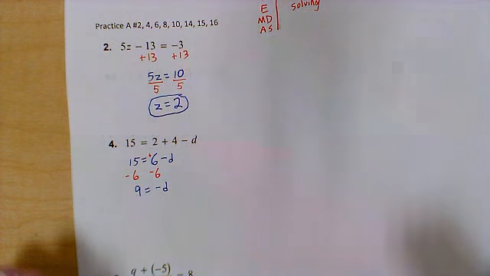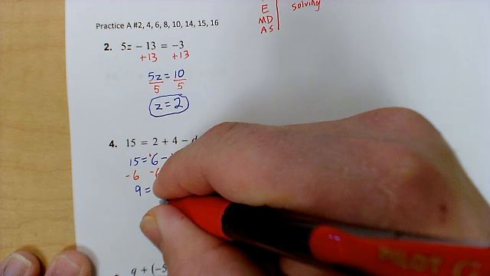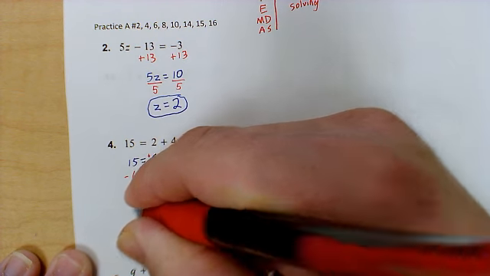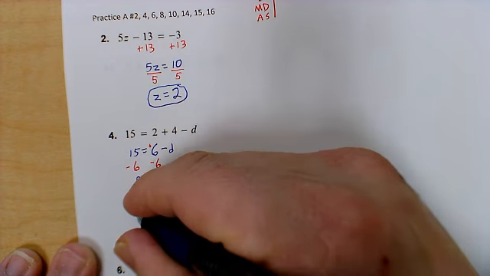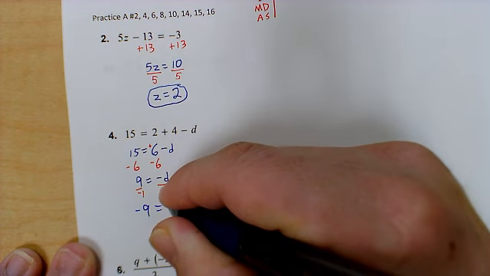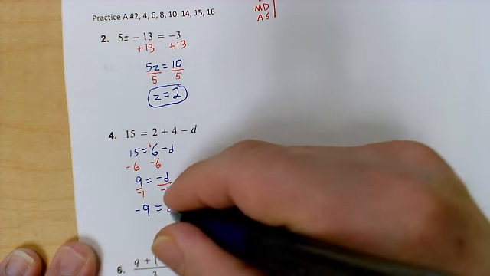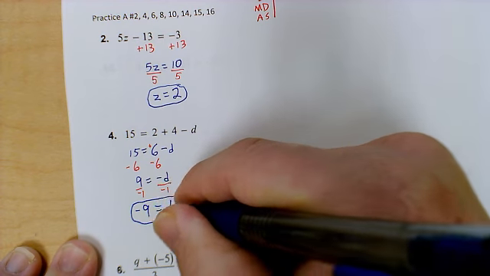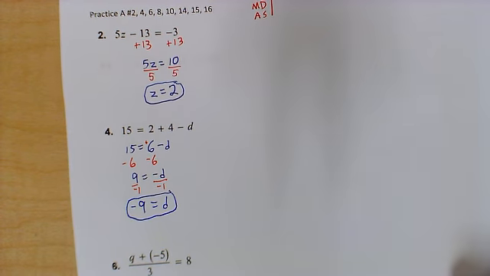Now you can think of that as being a negative 1 times d, and to help deal with that, we'll divide by negative 1 on both sides. So 9 divided by negative 1 is negative 9, and negative d divided by negative 1 is positive d. d is equal to negative 9.